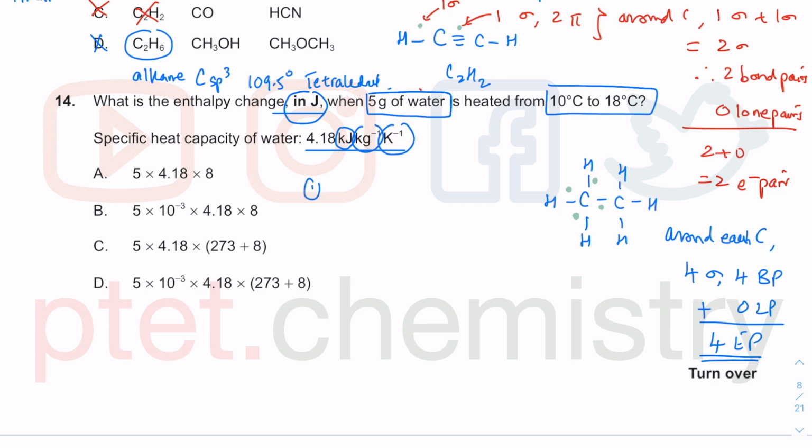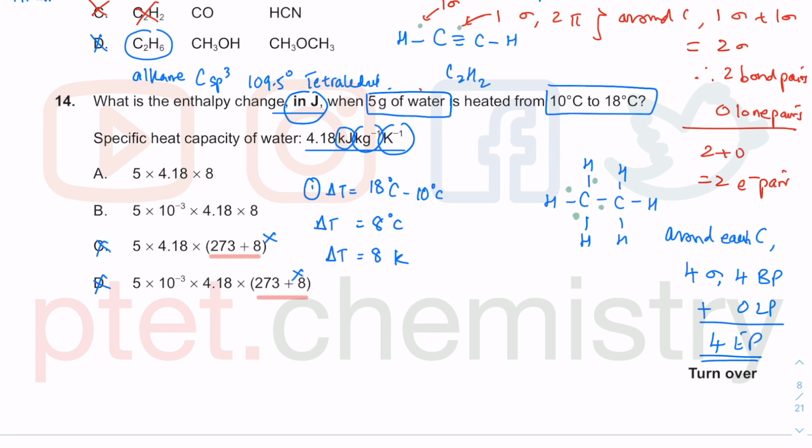Now first of all, our change in temperature is 18 degrees Celsius minus 10 degrees Celsius, which is 8 degrees Celsius. But the change in temperature in degrees Celsius is exactly the same as the change in temperature in Kelvin because these are not absolute temperatures. They are just differences. So if you have 18 plus 273 and then 10 plus 273, you take the difference. The 273 minus 273 will cancel out. So the change in temperature in degrees Celsius equals the change in temperature in Kelvin. That much is pretty obvious. So 273 plus 8 is going to be incorrect there. So C and D are out. You are left between option A and B.